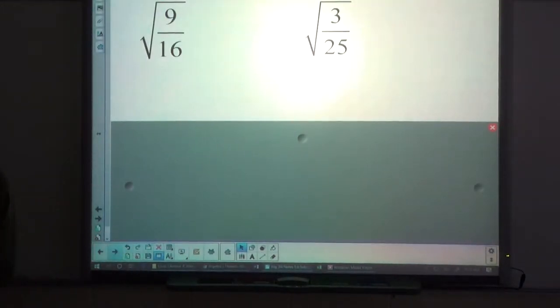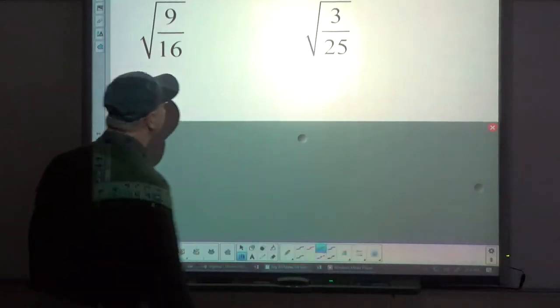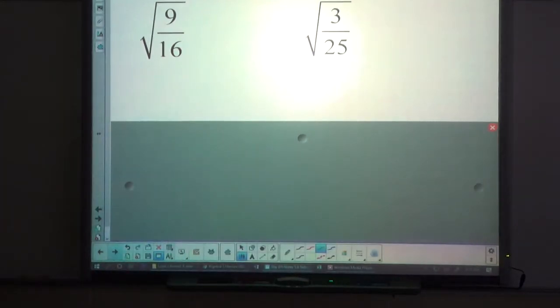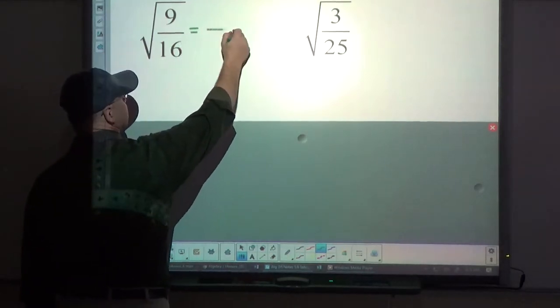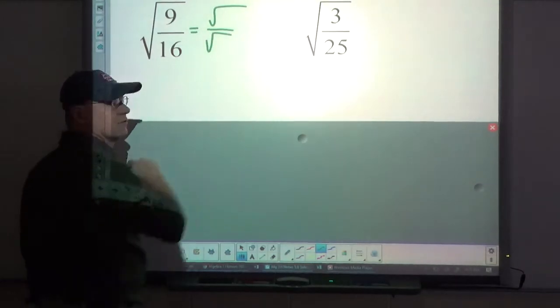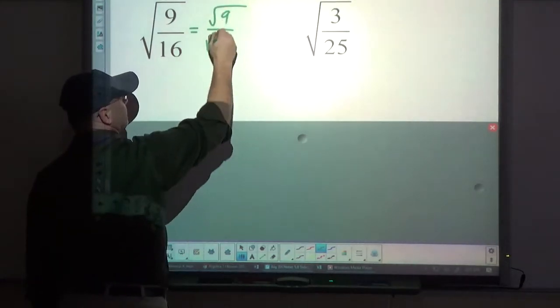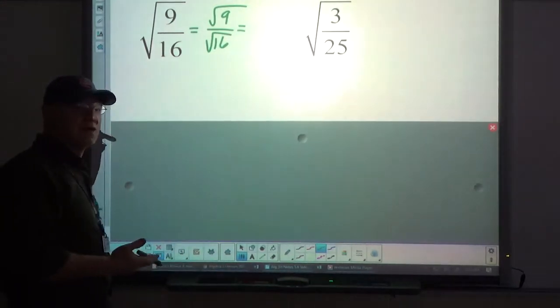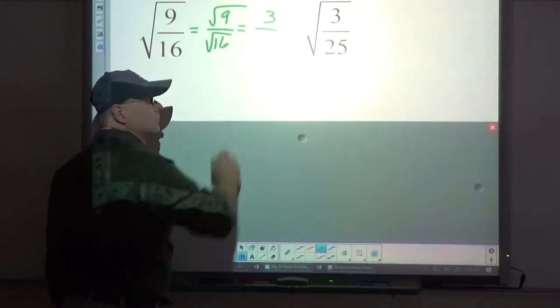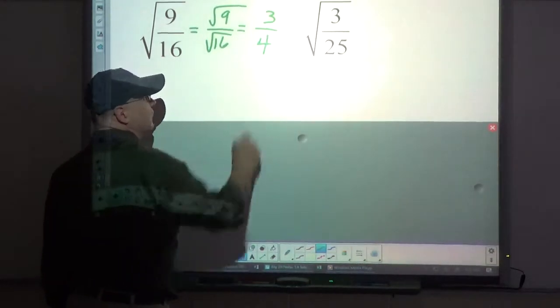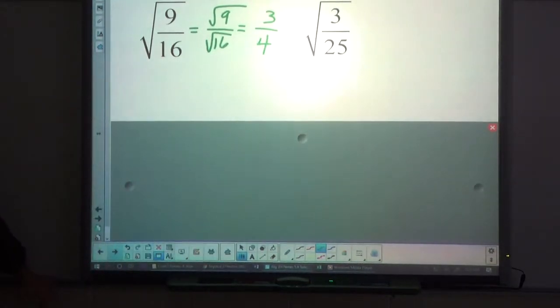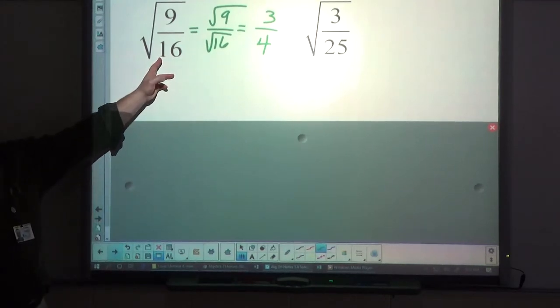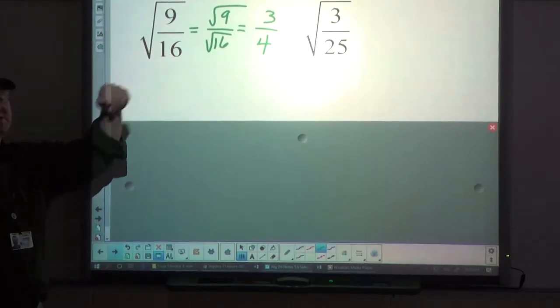Division. All right, so we're working on division now. Well, division inside a square root is the same as dividing separate square roots. So like the 9 on top, the 16 on bottom. By the way, what's the square root of 9? 3. Square root of 16? 4. If I had multiplied 3/4 times 3/4, I get 9/16. Square root of 9/16 is 3/4.